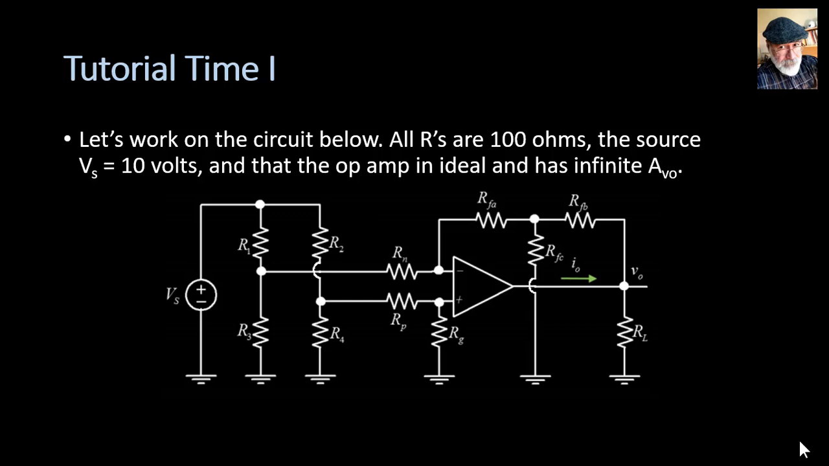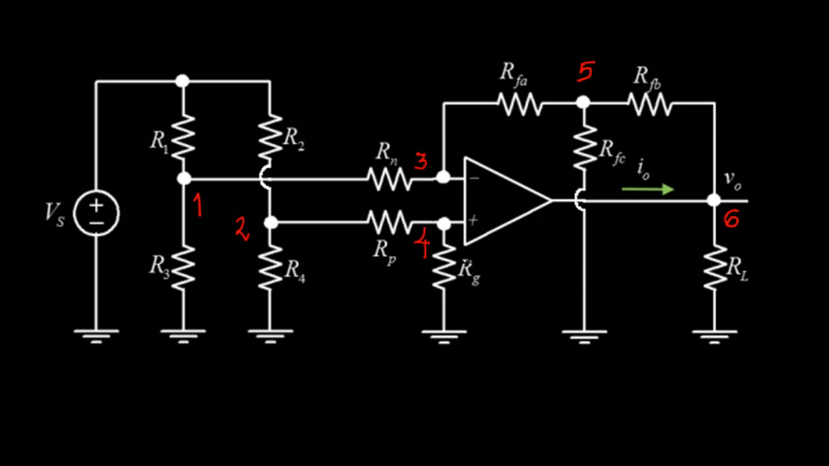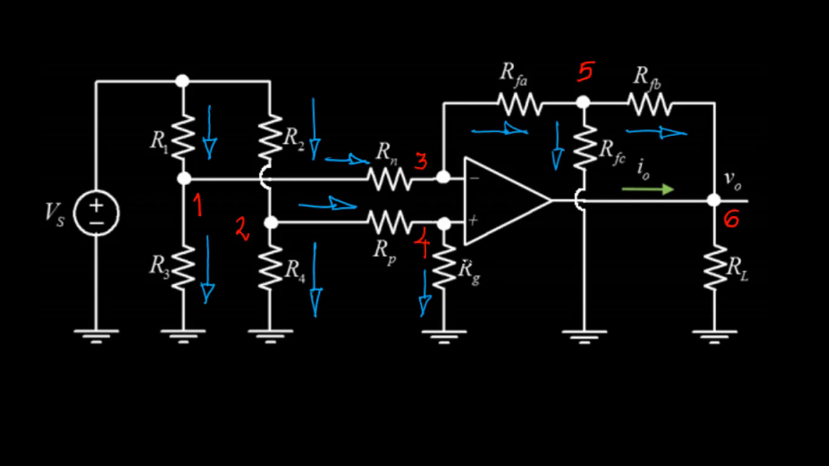On the circuit below, all resistors have the same value, 100 ohms. The voltage source on the left is a 10 volts voltage source, and the op-amp is an ideal op-amp with an infinite open loop voltage gain. Let me copy it here. Identify the nodes 1, 2, 3, 4, 5, and 6. Choose the branch currents arbitrarily as always, and we ask ourselves, is there a negative feedback?